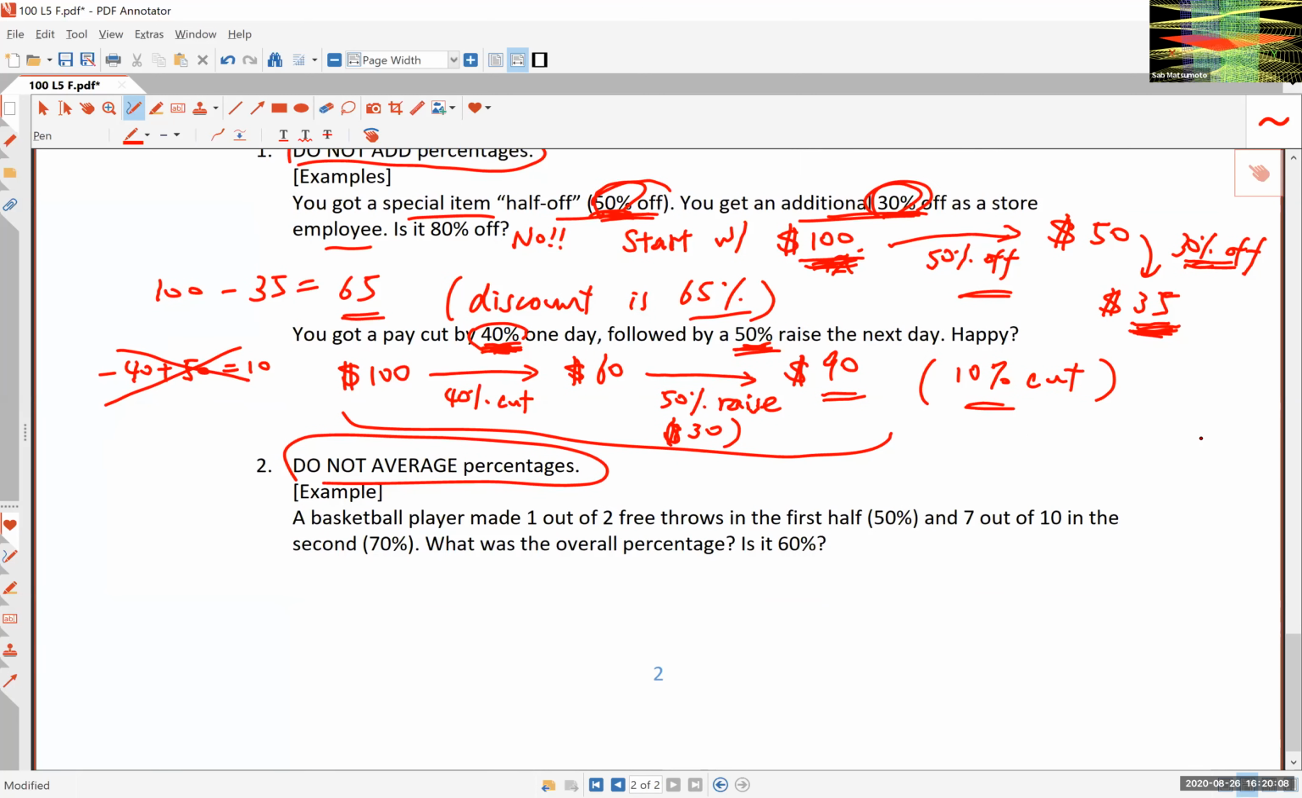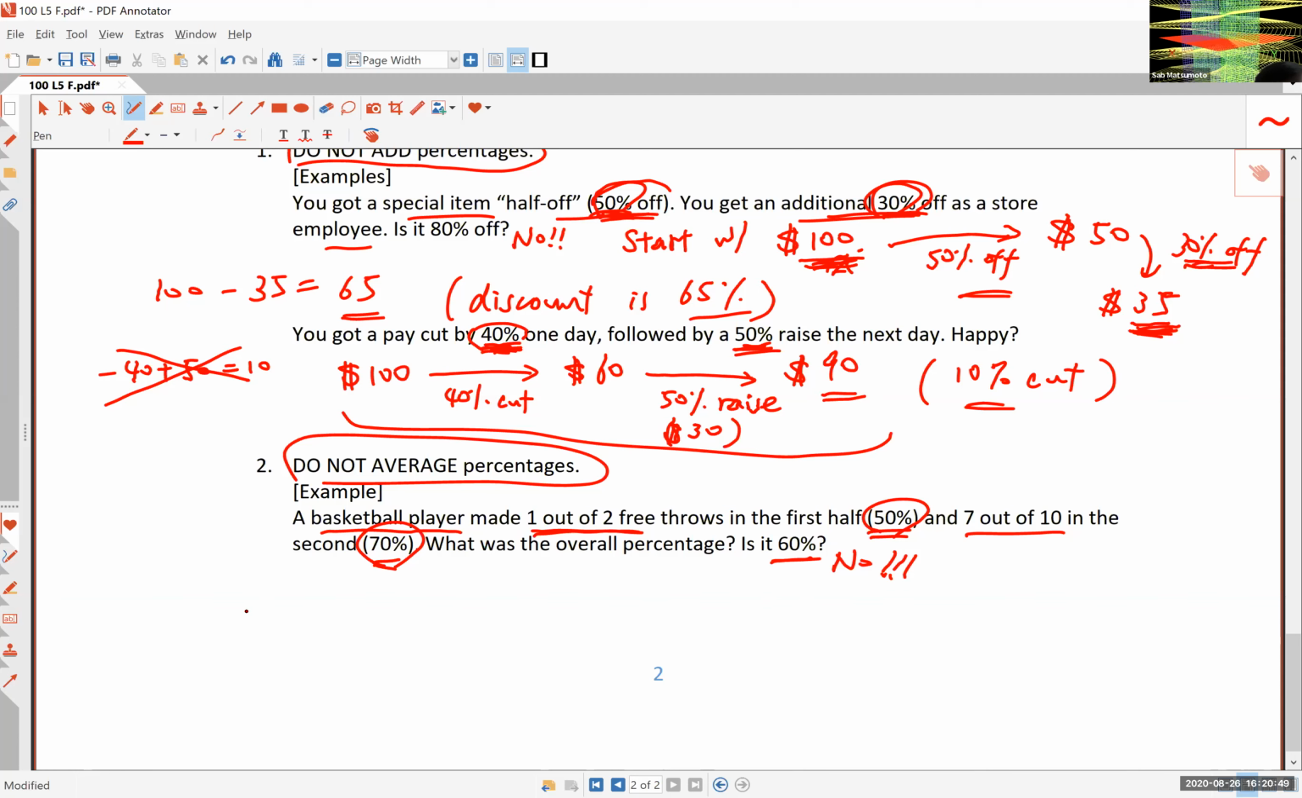Okay, finally, do not average percentages. Let's say a basketball player made 1 out of 2 free throws. Do you remember Shaquille O'Neal? Never mind. Okay, this person made only 1 out of 2 free throws in the first half. That's 50%. But then this player made 7 out of 10 in the second half, 70%. So 50% and 70%. The average is 60%, right? No. The average of 50% and 70% is indeed 60%, but it does not apply if you're looking for an overall percentage.